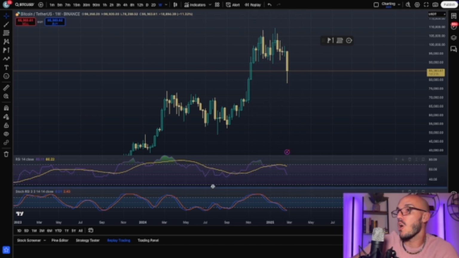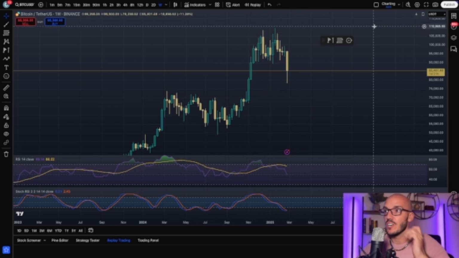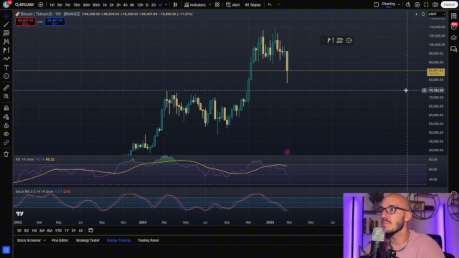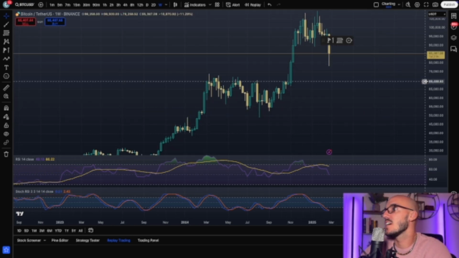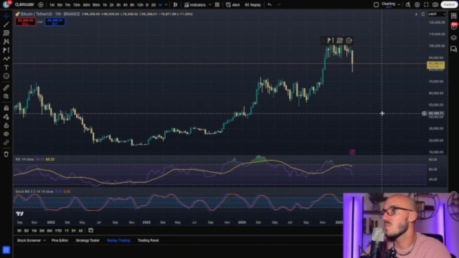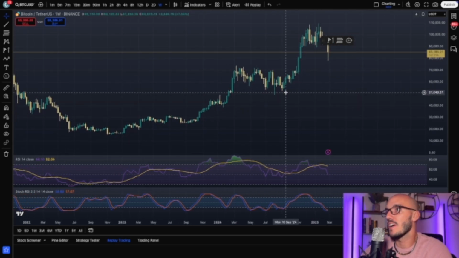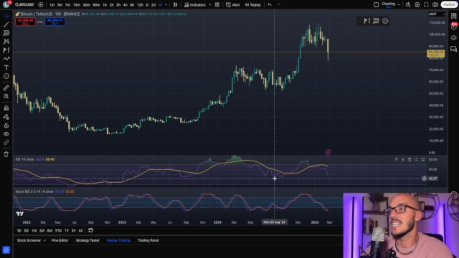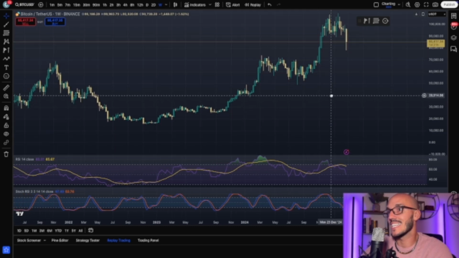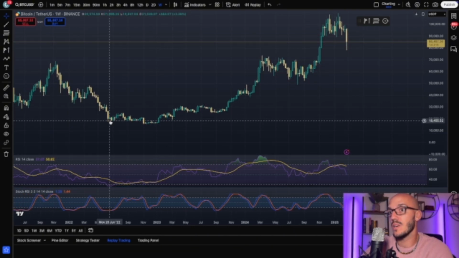Look at how much more room it has to the downside. Now, again, this is all relative because you have to remember what type of market that we are in. And in bull markets, the RSI doesn't always fall into oversold territory. All right? I want you to understand that. The last time that the RSI was in oversold territory was all the way back in June of 2022, and that was the bear market.